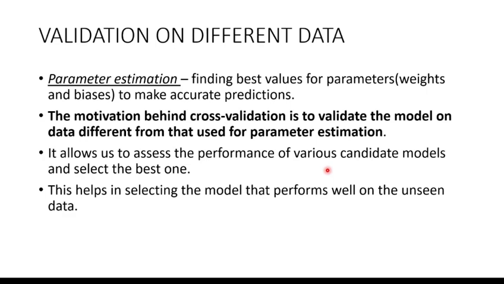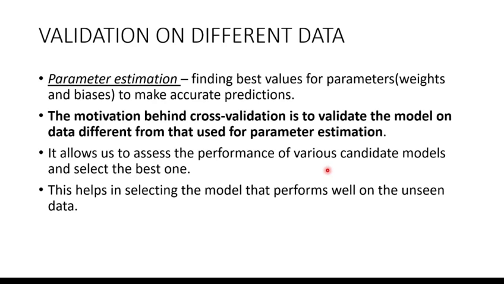Why is validation on different data important? Let us see. Parameter estimation is finding the best values for parameters. Parameters here means weights and biases to make accurate predictions. The motivation behind cross validation is to validate the model on data which is different from that used for the parameter estimation.